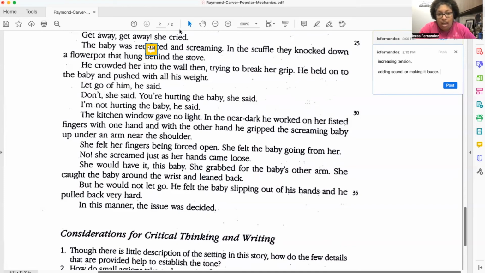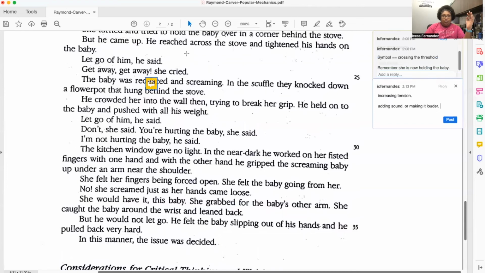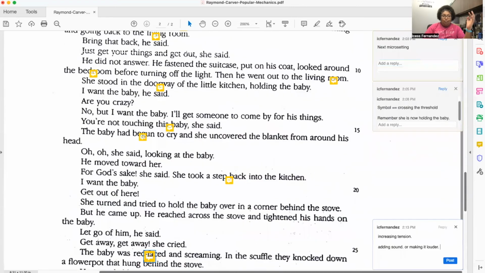Okay, we have all these wonderful things, or not wonderful things, I should say. She's saying that you're hurting the baby. All this back and forth. And now it's slowed down. This action is slowing down. Let me go back and say what I want to say better.